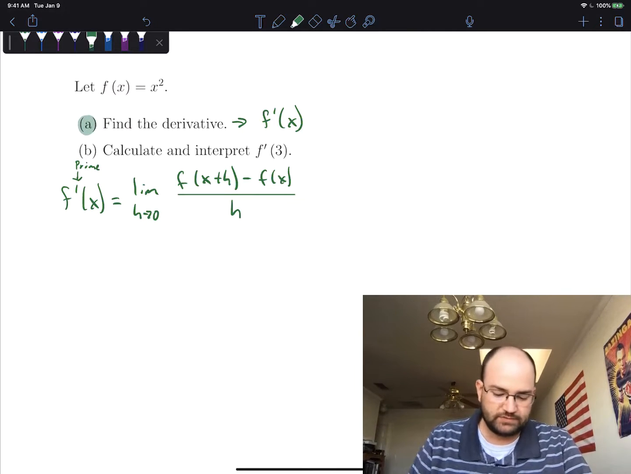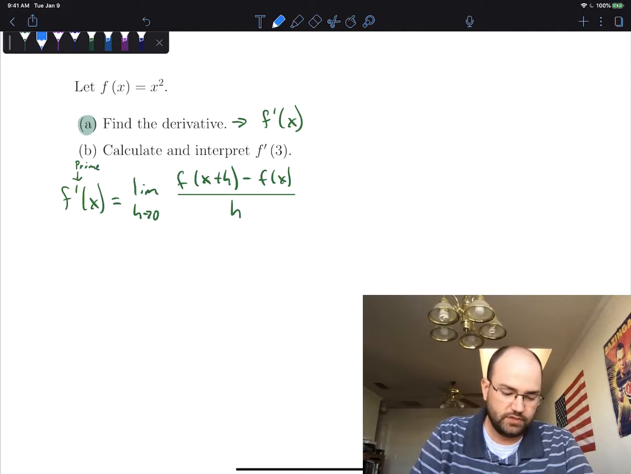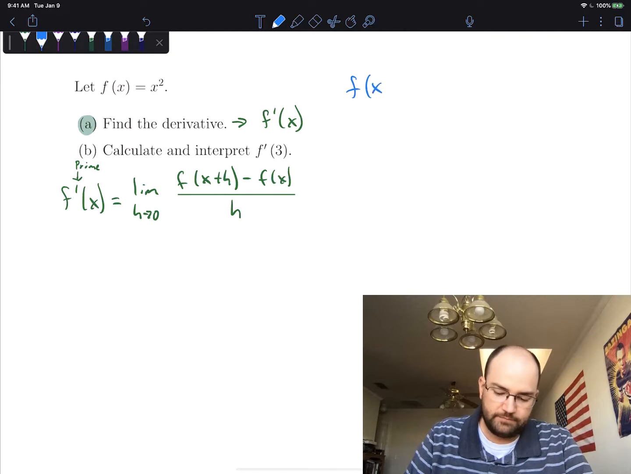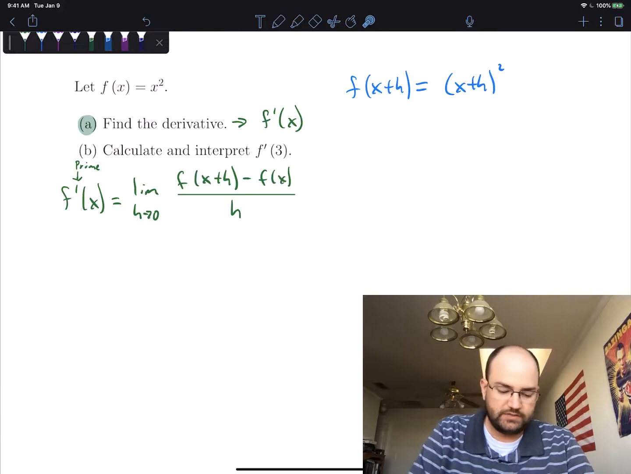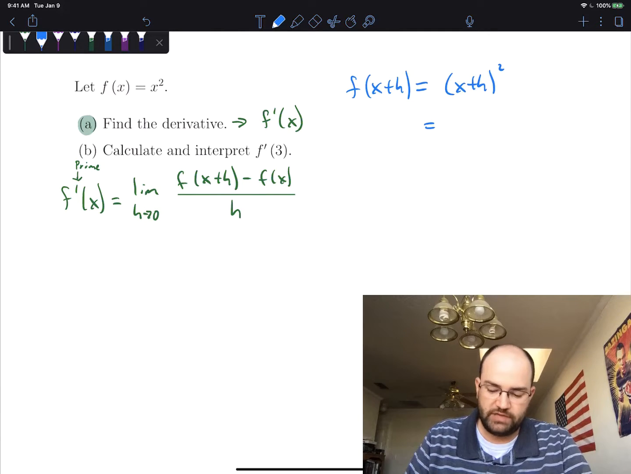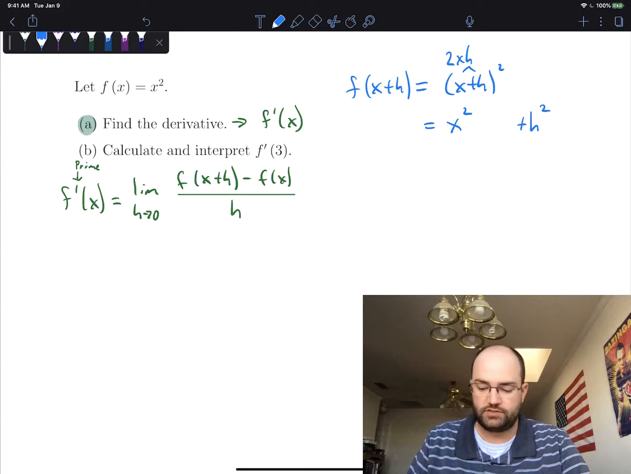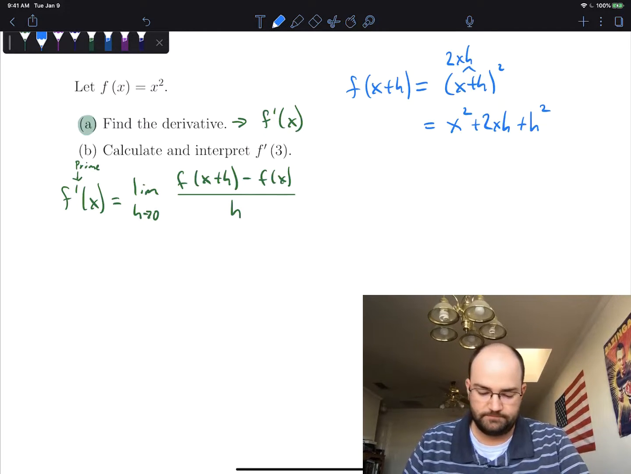Now, to do this, we have to figure out what is f of x plus h. Off to the side, we're going to figure that out. F of x plus h. Well, that's just x plus h squared, because we replaced the x here with x plus h. And then square that, square each one individually. X squared is x squared, h squared is h squared. Multiply these two things together. X times h is xh, and double it means that there's a 2 in front. So plus 2xh. Good deal.